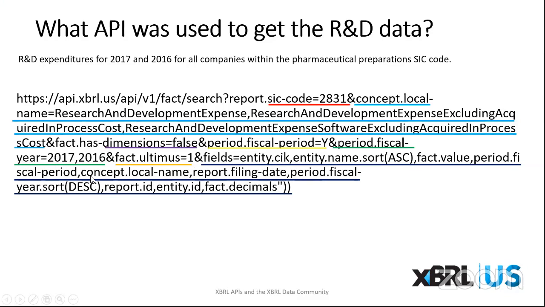I want the time period, the name of the concept, because I want to know which companies are reporting which particular elements. I want the filing date, and then I want the period fiscal year in descending order, so that I have 2017 on top of 2016, because then I can use that in my report with the Google Sheet. And then I want to report other information. So basically capturing all of that, and you can see how easy it is to understand what this means once you get used to it, then that gives me back the data that I want.